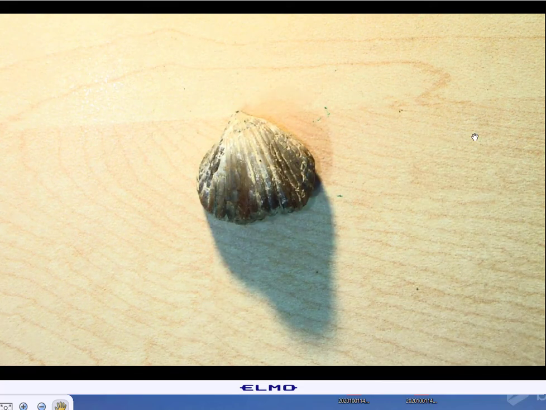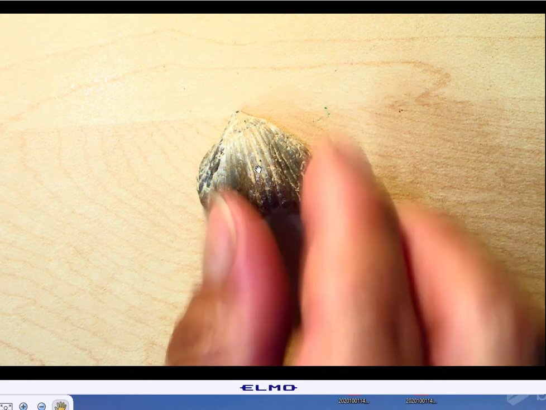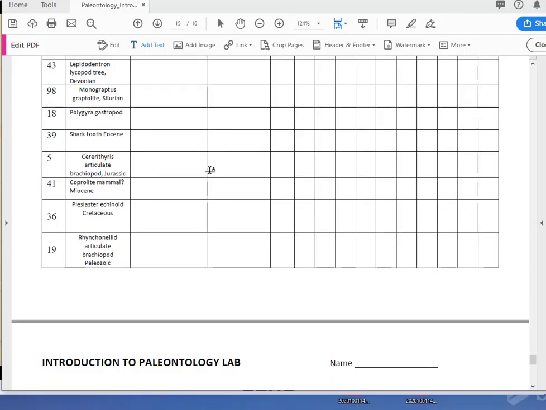Now, this particular organism does show good details of the different structures on its shell, so I don't think it's the original shell material. It's probably been replaced, so it's probably some sort of replacement. So a Brachiopod here, number 19, and that was our last sample.